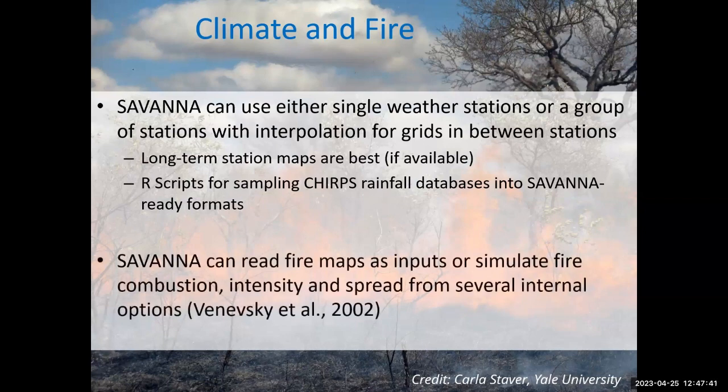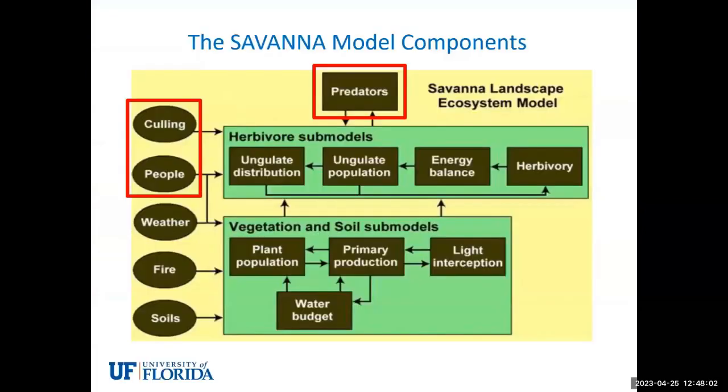SAVANNA can read fire maps as inputs, or you can simulate combustion intensity and spread from actually 2 or 3 different internal options. I've used Vanevsky, the model, which is inside SAVANNA, which has been pretty good. It actually does a pretty good job of combustion intensity and return period for fire. So you can look at flame heights within it. It's quite nice, and it's quite easy to use.